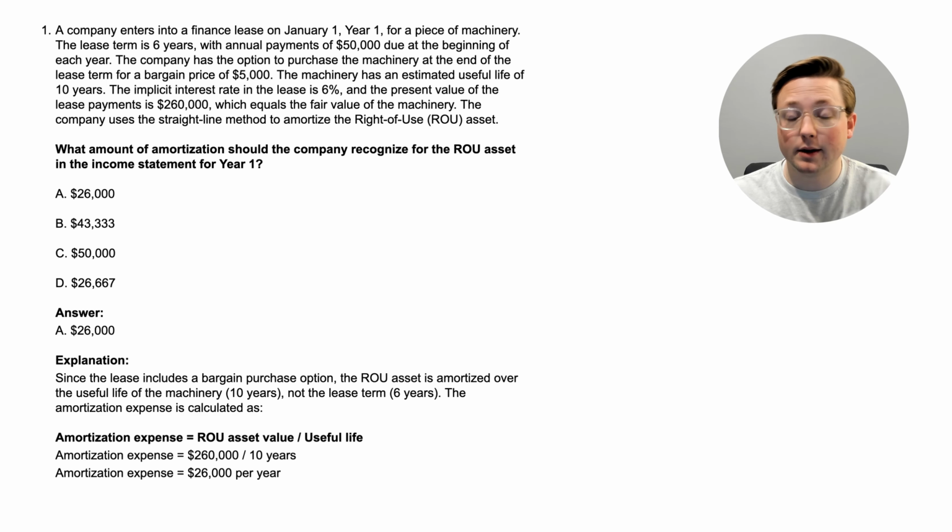Biggest thing you need to remember there is pay attention to why it's a finance lease. If it's a finance lease because it transfers ownership at the end, or because there's a bargain purchase option or a written purchase agreement, that's kind of the same thing, then you use the useful life instead of the lease term. But other than that, you would use the lease term to calculate the right of use asset amortization. With all that, let's go to the next question.